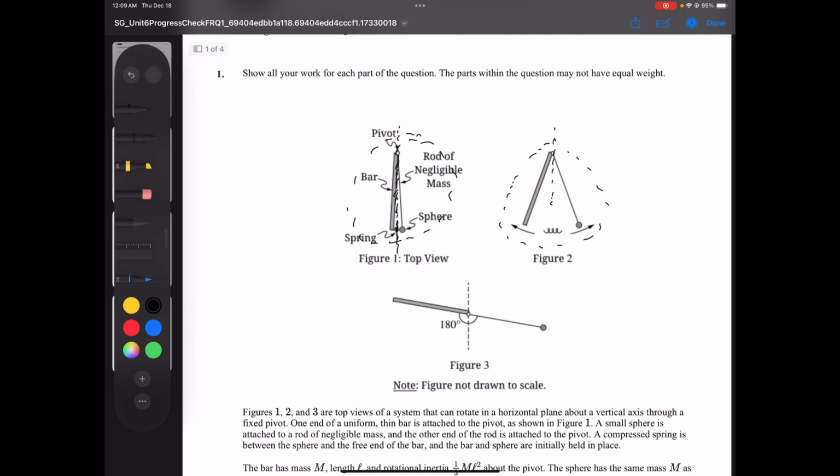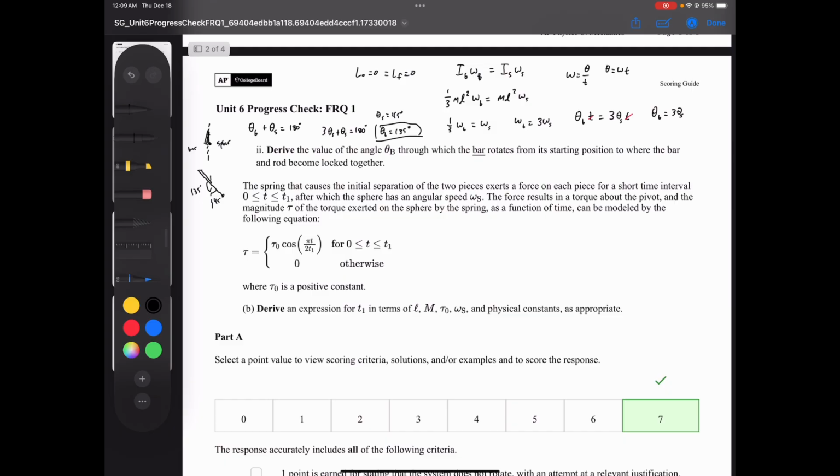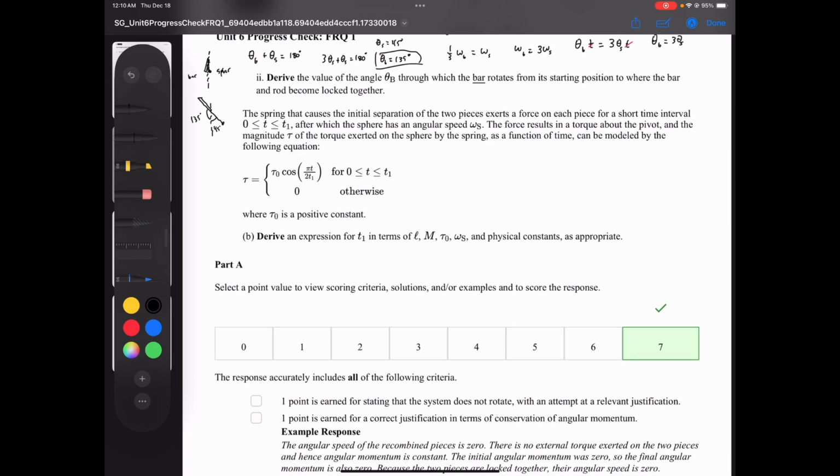So from 0 to t1 the spring is pushing against the end of the bar and the sphere at the same time. Actually, this equation is specifically the torque exerted on the sphere by the spring. Well, it should be equal and opposite torques anyway, so you can think of it the other way around too. But this is specifically the torque on the sphere by the spring. We have to derive an expression for t1 in terms of L, M, tau naught, and omega s, and physical constants as appropriate.